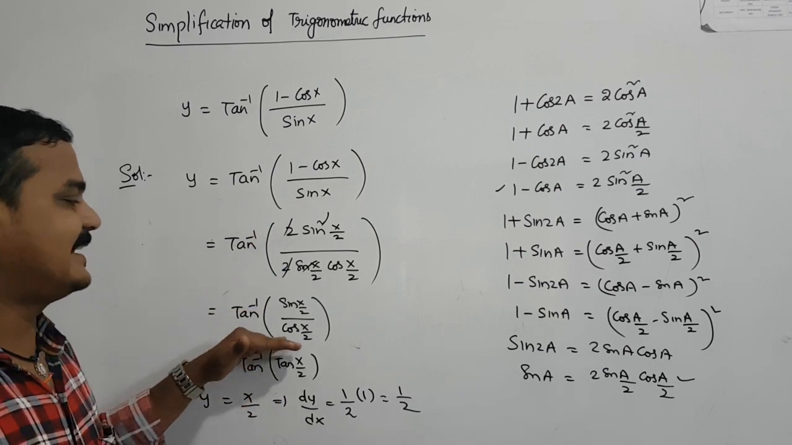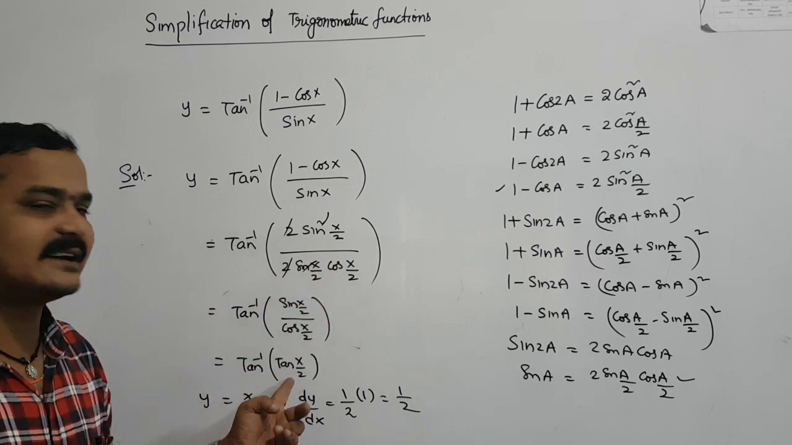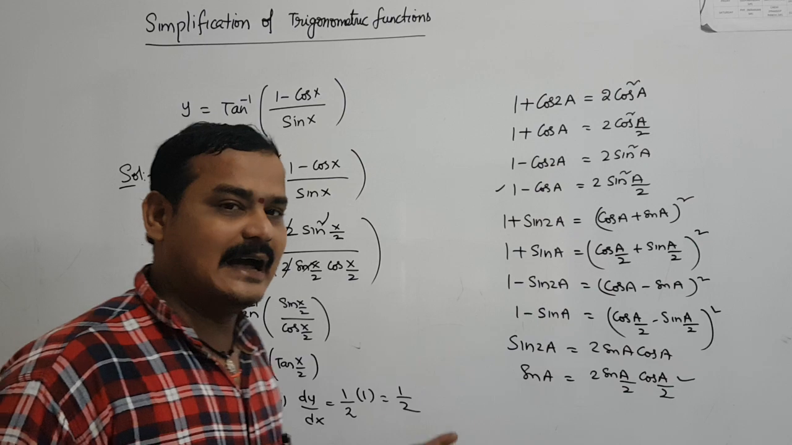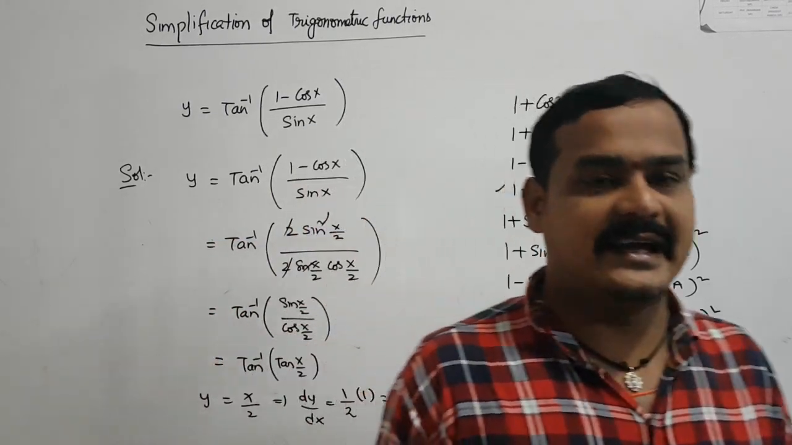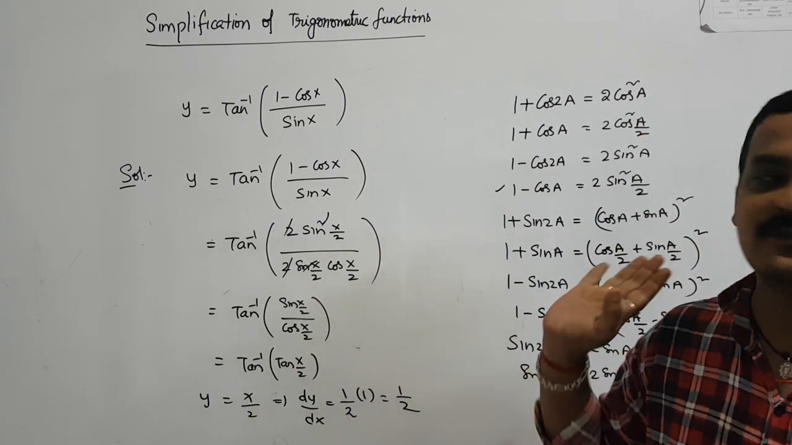Actually, I wrote this as another extra step. You need not write it in the answer. Here you can directly write sin x by 2 by cos x by 2 as tan x by 2. So what did you observe first? I didn't go to any chain rule problem. I just simplified using the formulas.